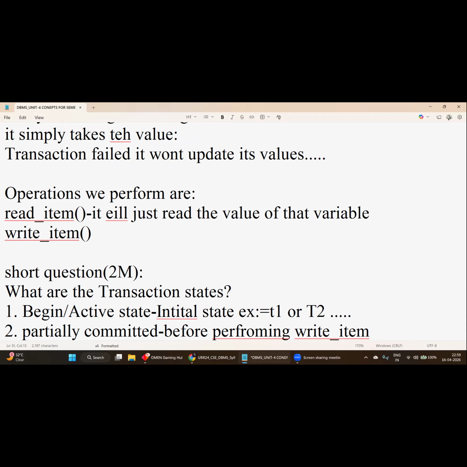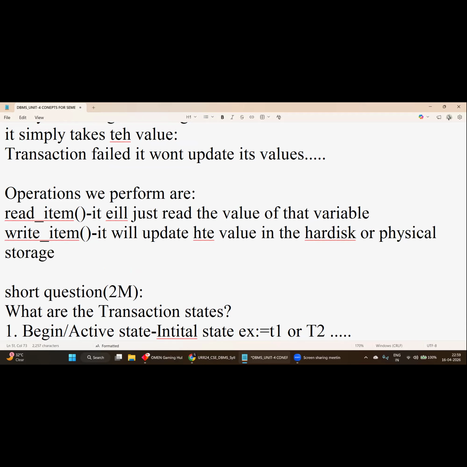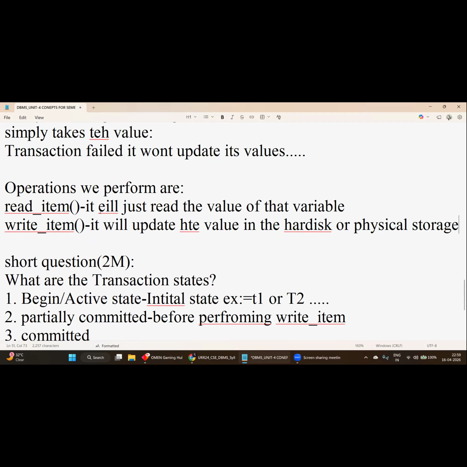Okay. But write item means it will update the value in the hard disk or physical storage. Okay. This is the main difference.